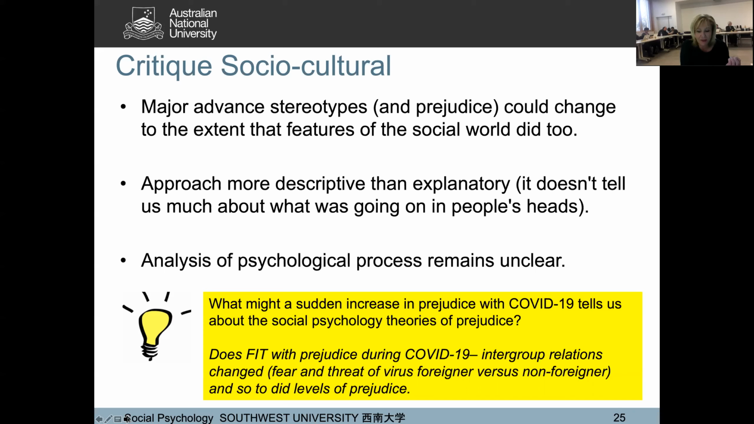And given what's changed in the world, the nature of the relationships between the groups has changed. And therefore, as those relations have got more threatening and people have become more interested in who has the virus, who might pass the virus on, who's at risk of giving you the virus, we see this distinction of foreigner versus non-foreigner emerging. So using this as an example, we can see that the sociocultural theory can help us explain instances where you might see sudden increases in prejudice towards foreigners in particular countries.